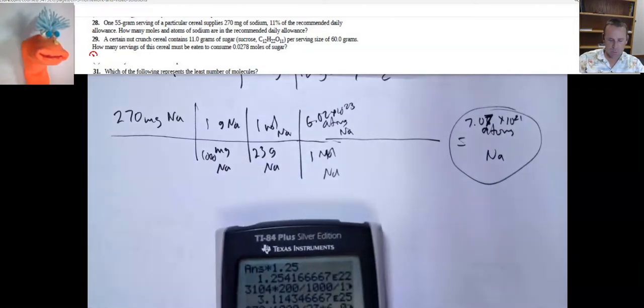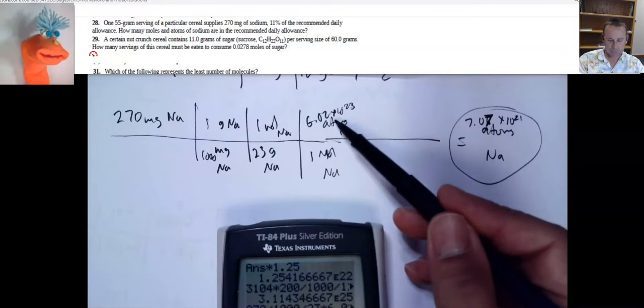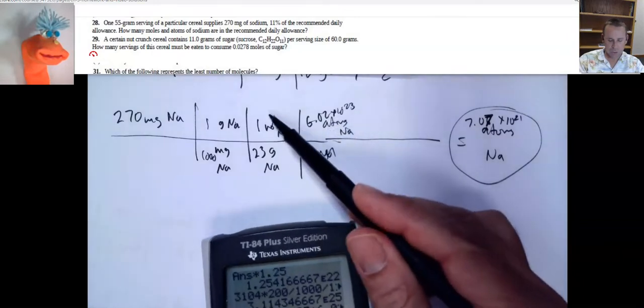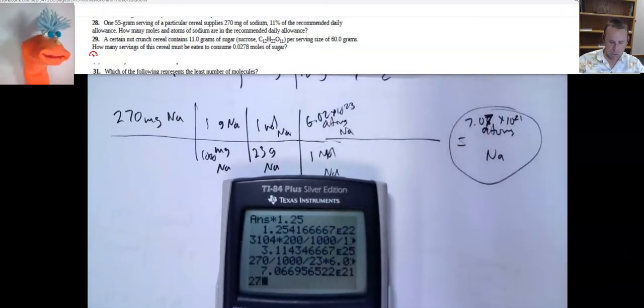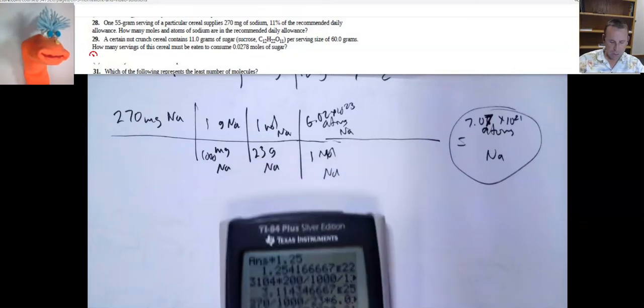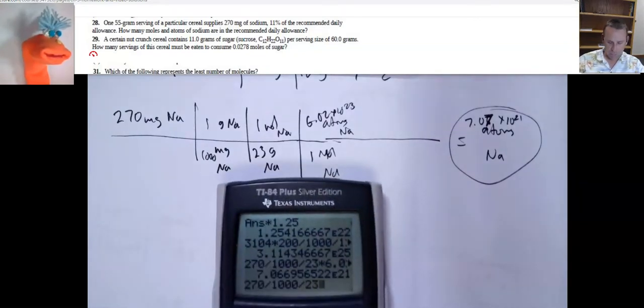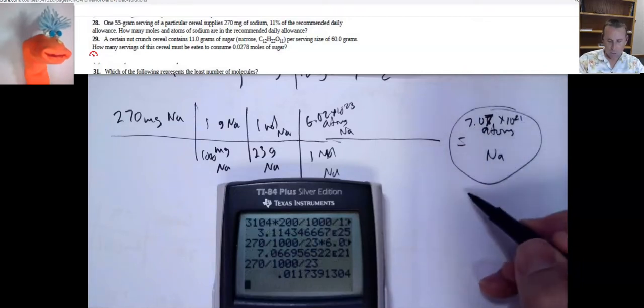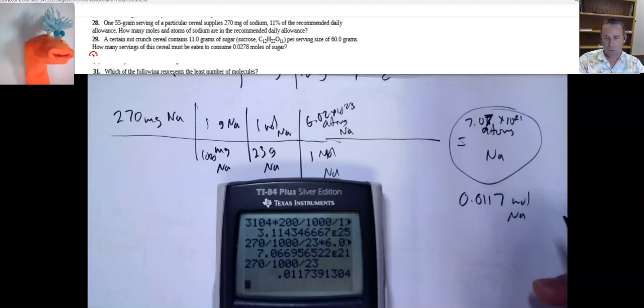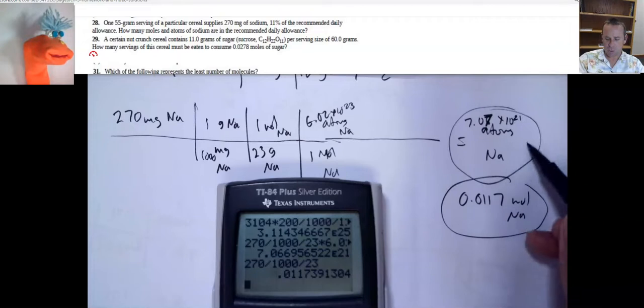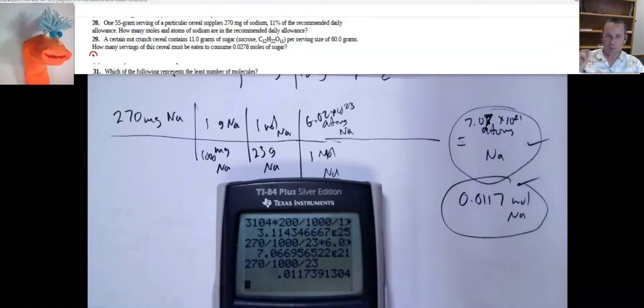Or in other words, if we wanted to stop at moles of sodium, we would have stopped right there. So we just do 270 divided by 1,000 divided by 23. And that gives us how many moles? 0.0117 moles of sodium. Okay, so I have atoms of sodium and moles of sodium there. But that's in the 270 milligrams, and what are they after? Oh, they want to know how many in the recommended daily allowance? That's right, the RDA.